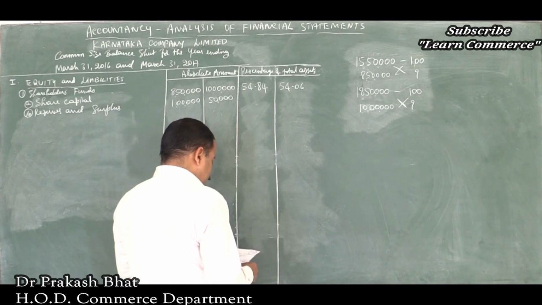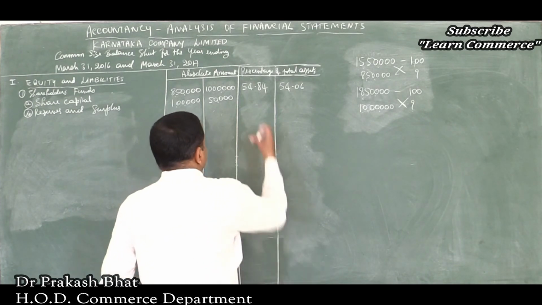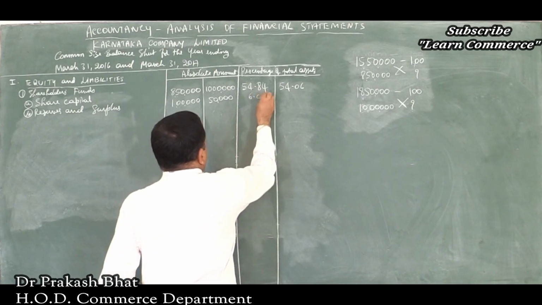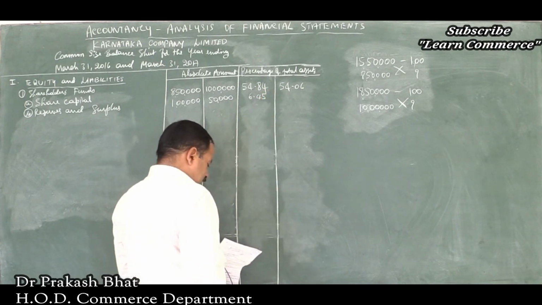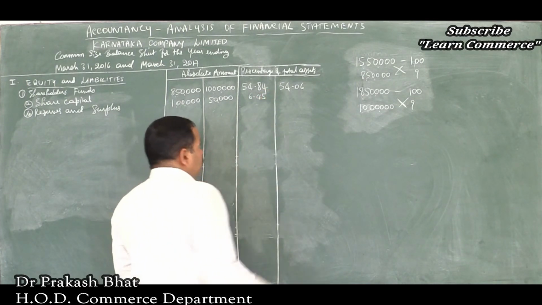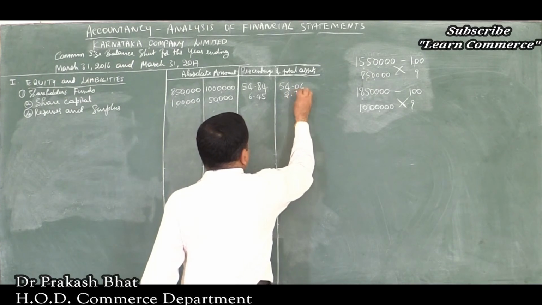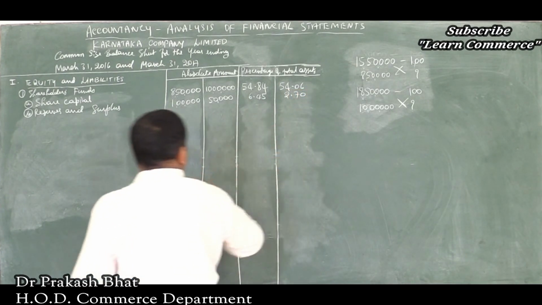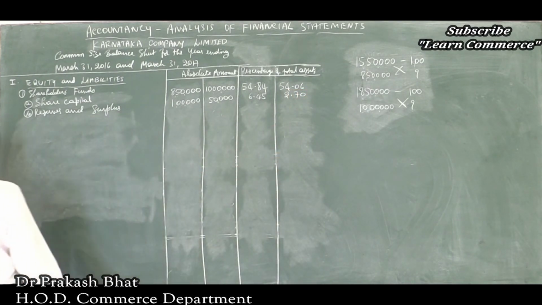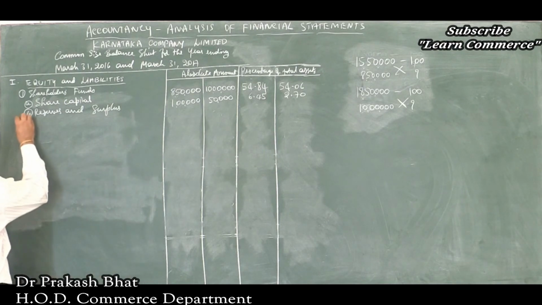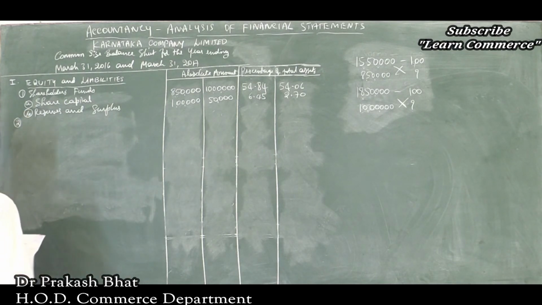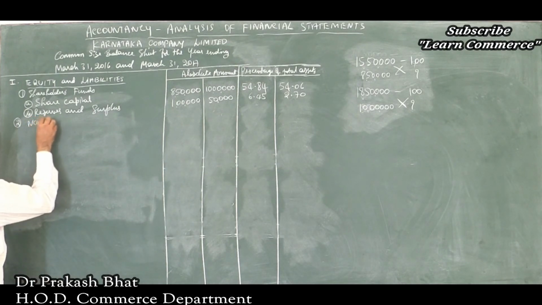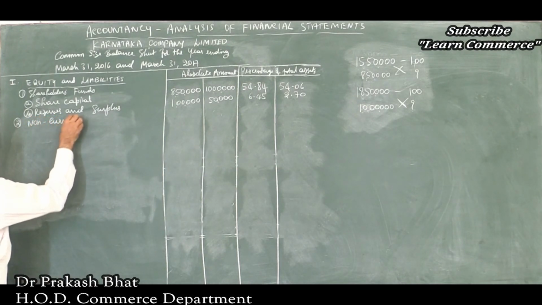Then 6.45 and 2.70. Then second one. First one is over. Second one, non-current liabilities.